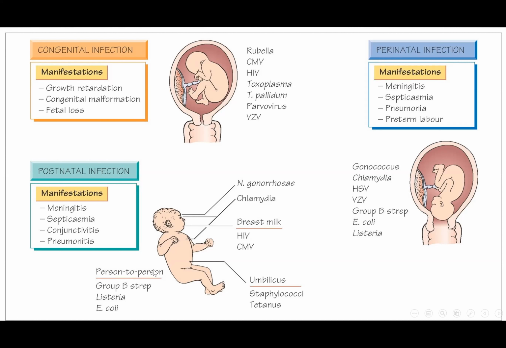In our unit, person-to-person contact can cause group B streptococci, listeria, Escherichia coli. Remember, in the eye, he can get chlamydia or gonorrhea. Eye infections are very dangerous and must be treated because they can cause blindness. Even breast milk is not completely clean when expressed, and it can also transfer HIV and cytomegalovirus. The umbilicus can be infected by staph or tetanus.